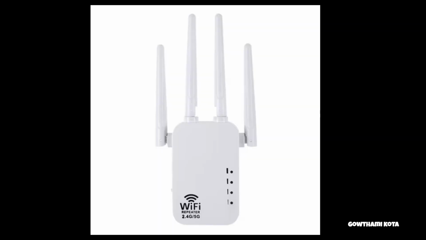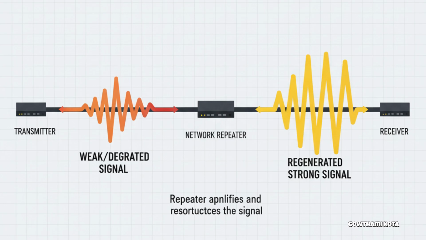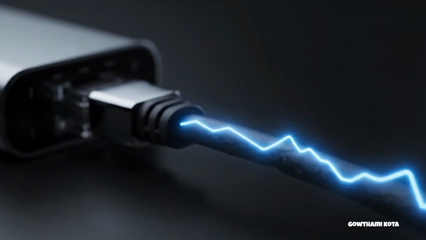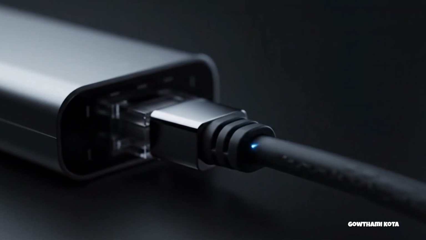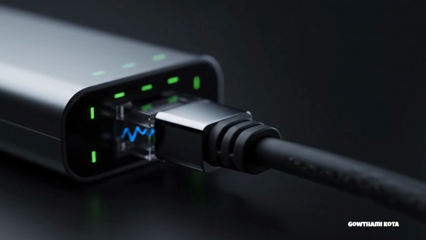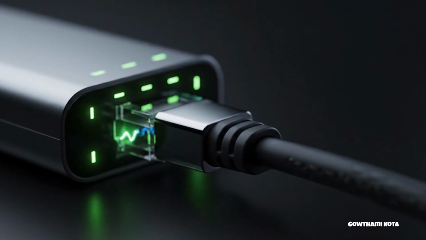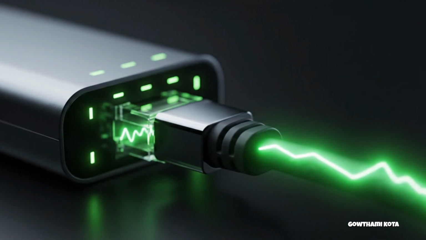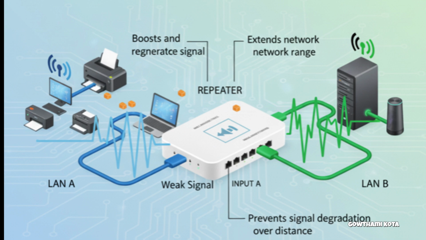The next one is repeater. A repeater is a network device that operates at the physical layer of the OSI model. Its main function is to amplify or regenerate weak signals. When a signal travels over a cable, it gradually loses its strength due to noise and distance. The repeater receives that weak signal, cleans it, and retransmits it with the original strength. It does not filter or interpret data. Instead, it just simply regenerates bits.